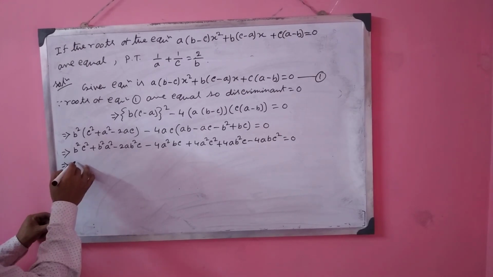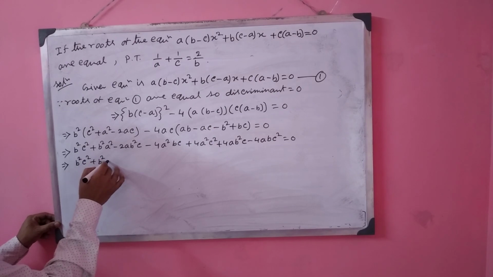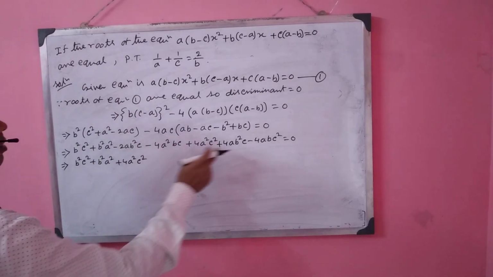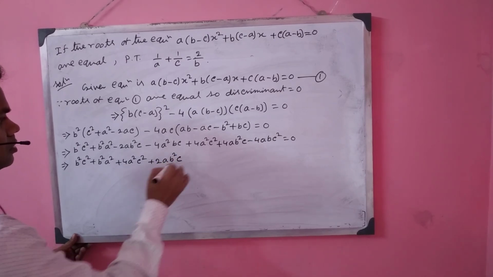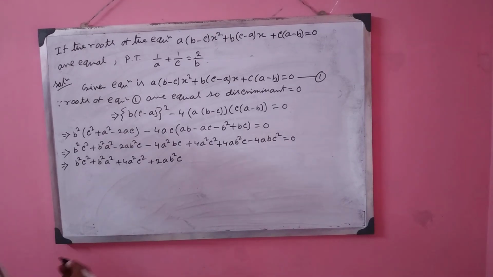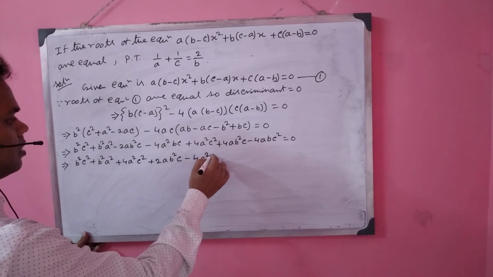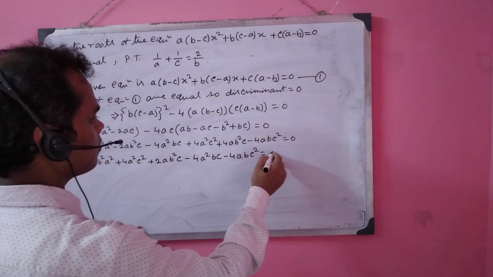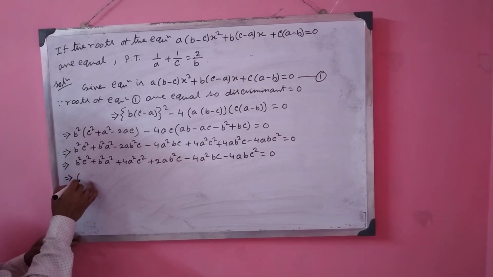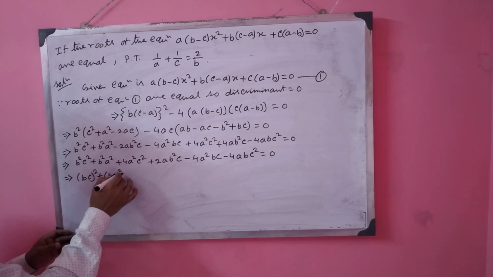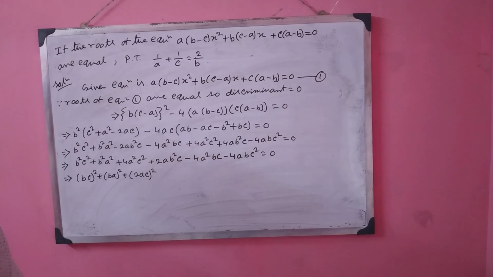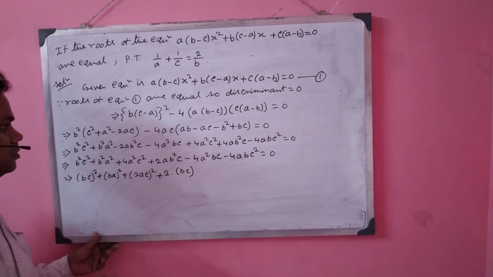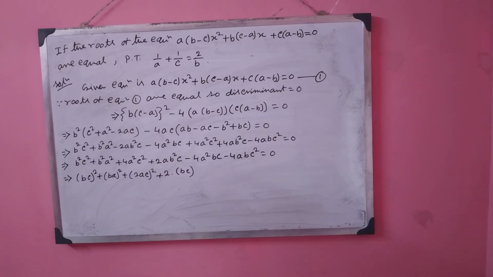That implies b²c² + b²a² + 4a²c² + 2ab²c − 4a²bc − 4abc² = 0. So that implies (bc)² + (ba)² + (2ac)² plus 2 into bc into ba minus 2 into bc into 2ac minus 2 into ba into 2ac.